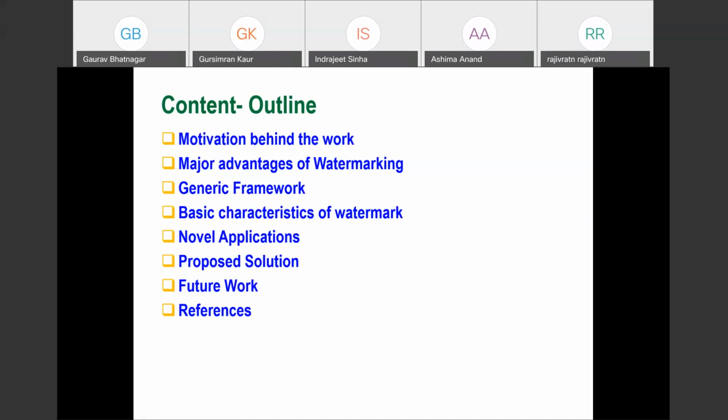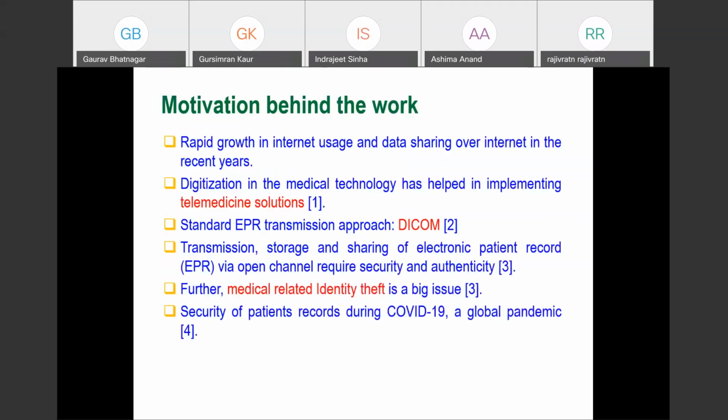Okay. So this is the outline of my presentation. This is the content I will be discussing today. Starting with the motivation, there has been a rapid increase in internet usage and the amount of data being shared over the internet in recent years. This has made digitization possible in the medical field as well. Better study of symptoms and better treatment of patients is now possible. However, it has resulted in a compromise in the security and privacy of medical records.